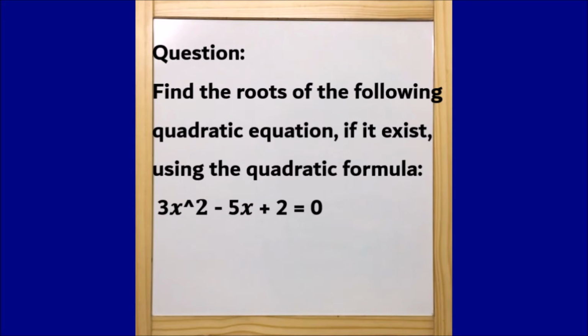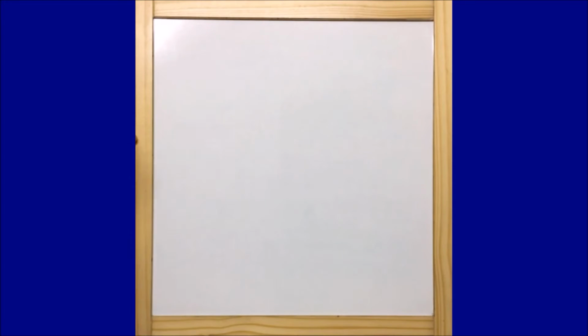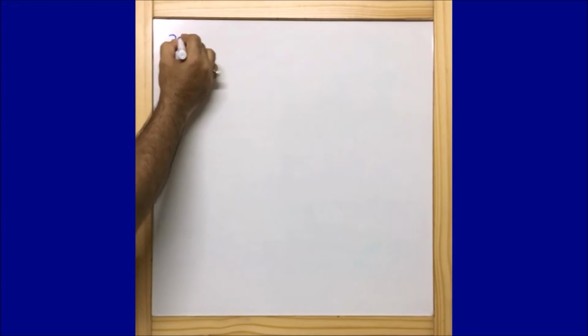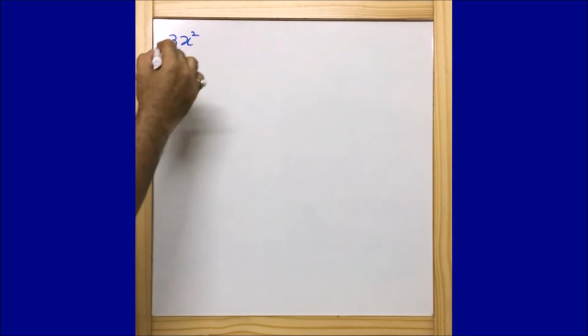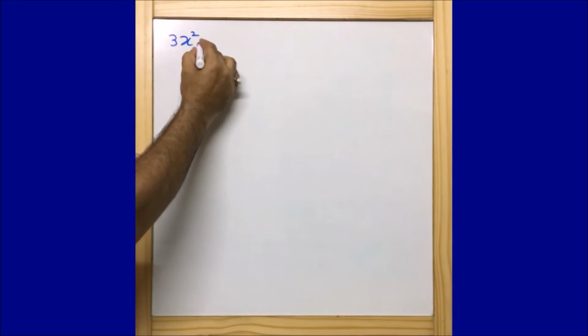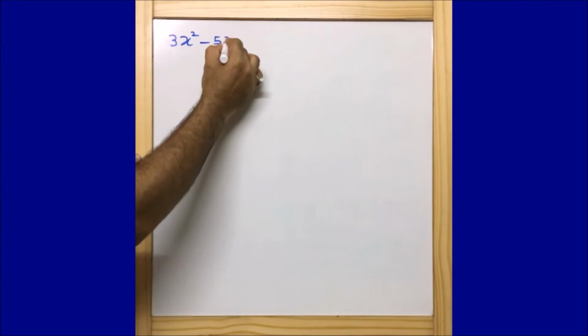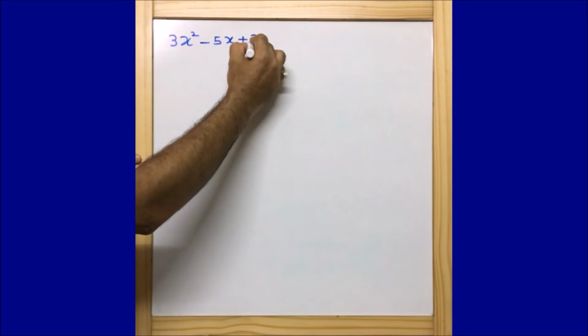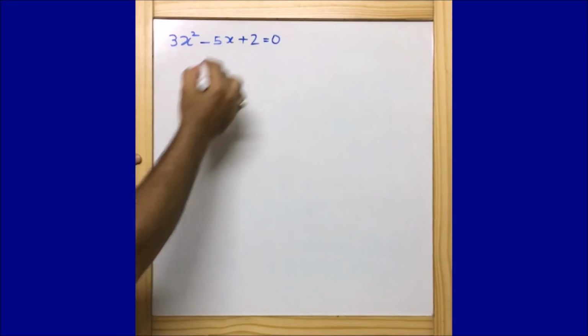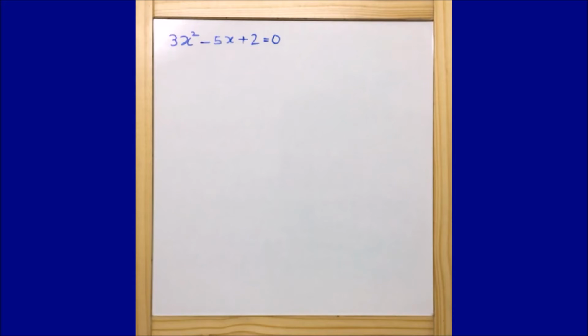The question here is 3x square minus 5x plus 2 is equal to 0. Okay. Now the question asked us to solve the equation using the quadratic formula.